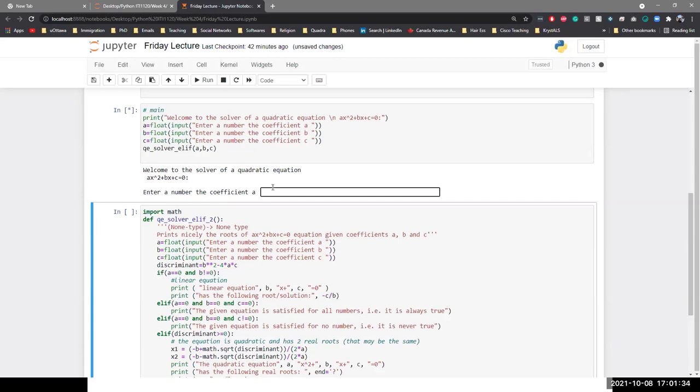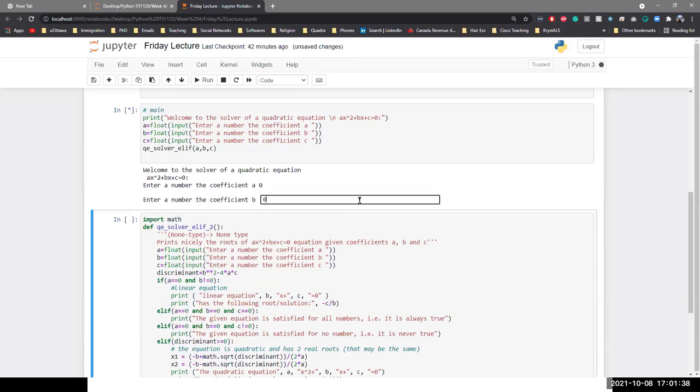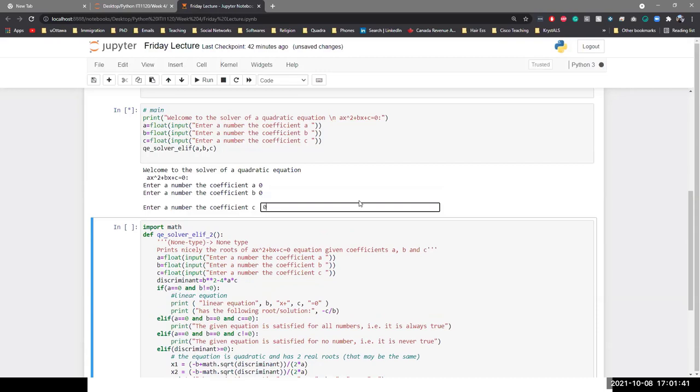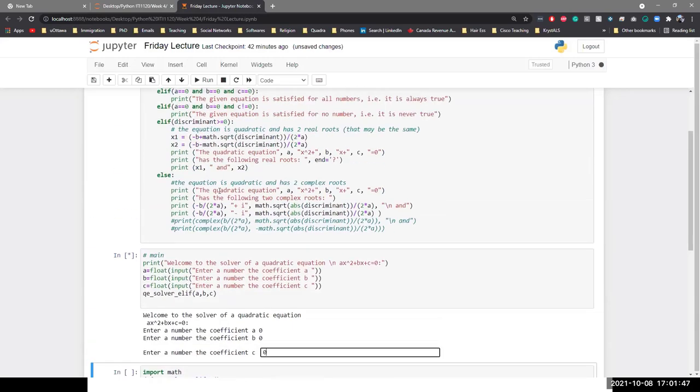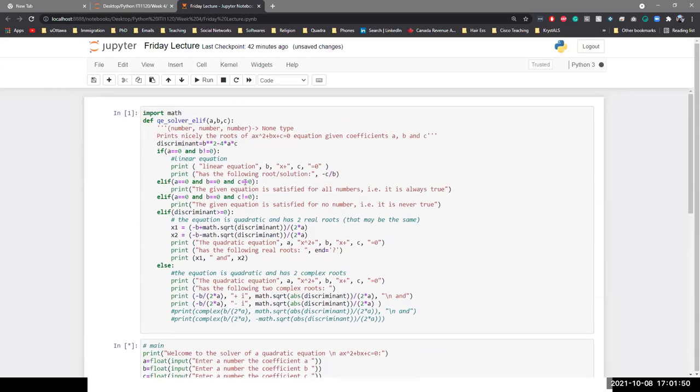So A, I'm gonna make it 0, okay, and enter. B, I'm gonna make it 0, and C, I'm gonna make it 0. So I'm sending 0, 0, 0. So if I go to my function here, all of them are equal to zero.